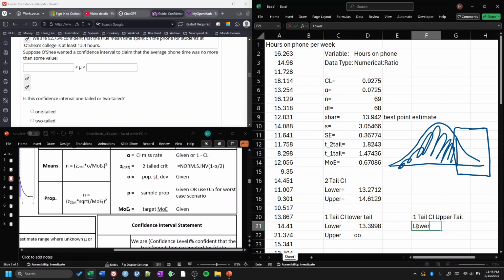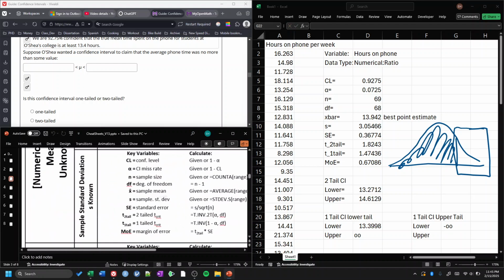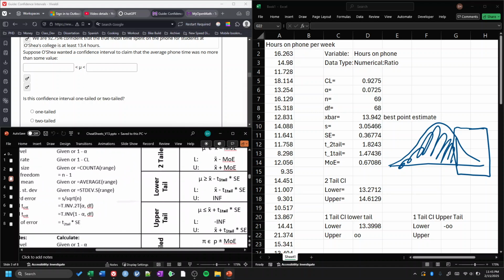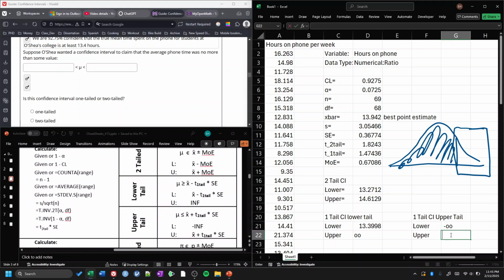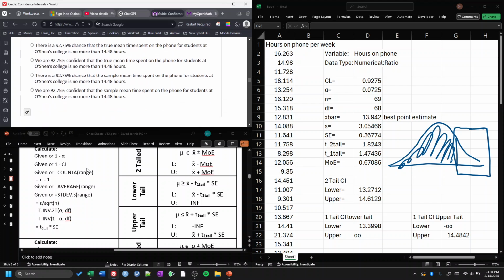So on this one, the lower extends towards negative infinity, and I just use two lowercase o's to indicate that. And the upper is actually quite simple. Let's scroll back up to, again, our numerical one where we only know the sample standard deviation. And we're going to do an upper one. We'll go from negative infinity, and then here it's just going to be x bar plus the one-tailed t-score times the standard error. And that gives us 14.48. And if we look at those, we have done those correctly again. Is this a one-tailed or two-tailed? This is, again, just a one-tailed interval. And if we look at this one, we're going to say that we are 92.75% confident that the true mean at O'Shea's College is no more than this 14.48.